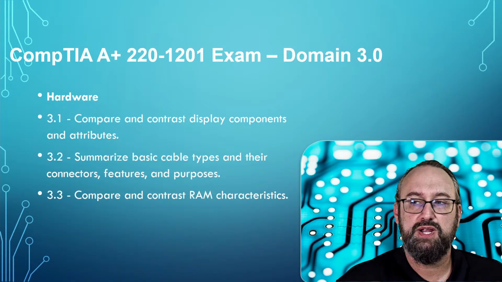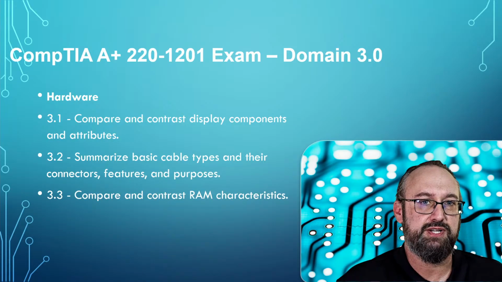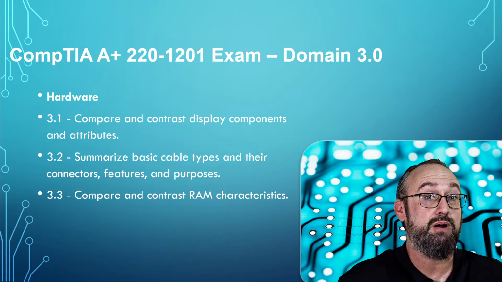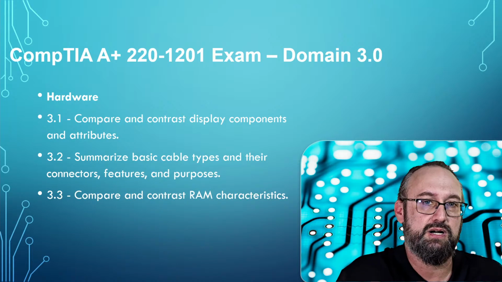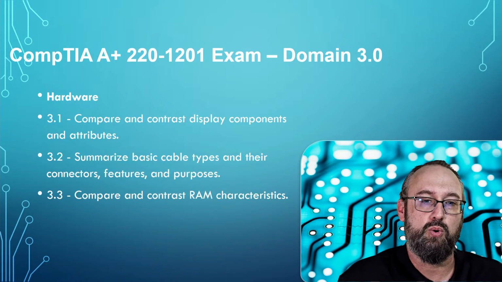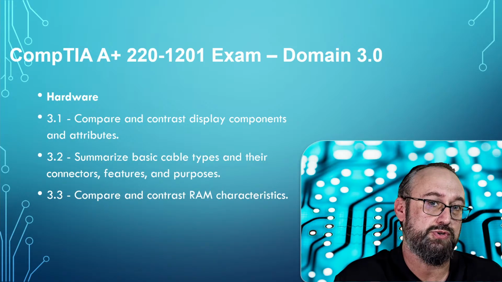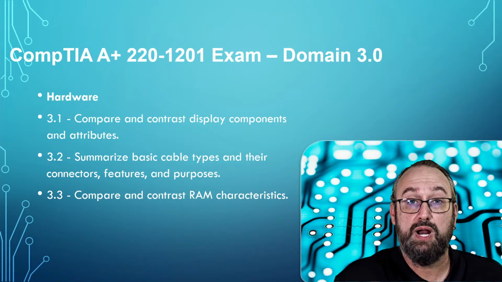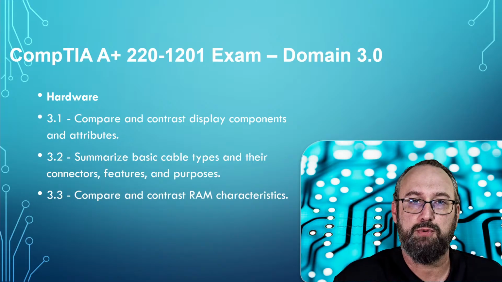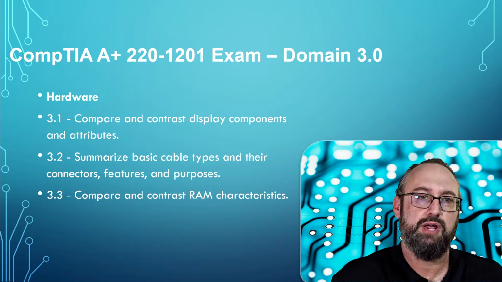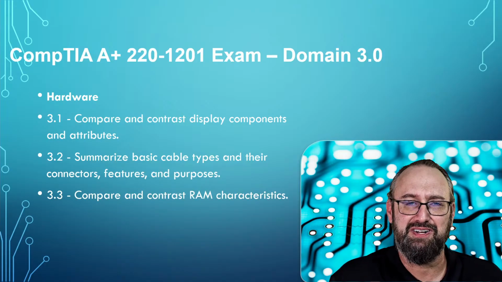Next, we have 3.3. This is where we dive into the random access memory, and we have to compare and contrast. Again, compare and contrast. What's the difference between DDR2, DDR3, DDR4? What is DDR, right? We have to know the difference between dual inline memory modules, or DIMMs, and SODIMMs, as they're sometimes called as well. Small outline dual inline memory modules, of course, to throw another acronym your way.